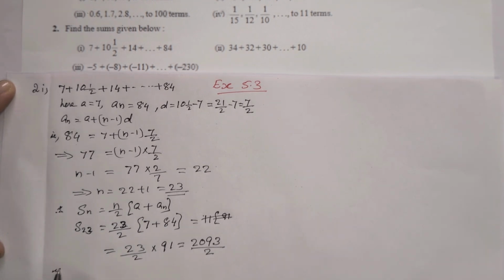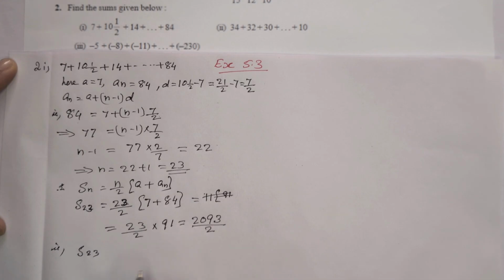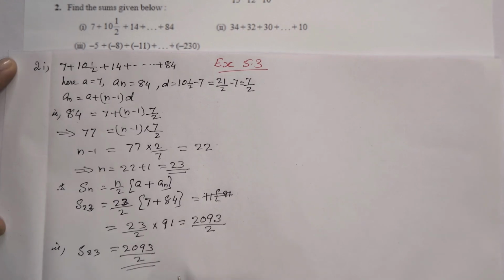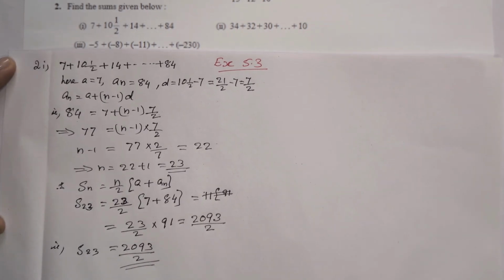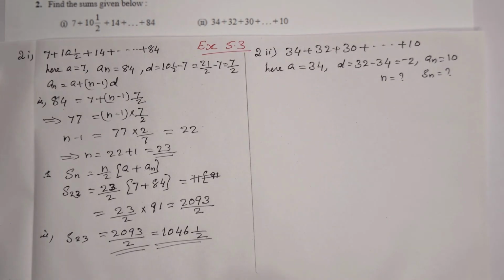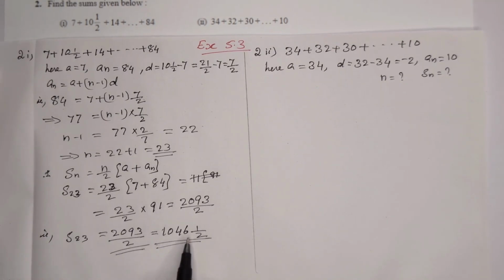That means S23 is equal to 2093 by 2. Here we can rewrite that as 1046 and 1 by 2 when we are dividing by 2.